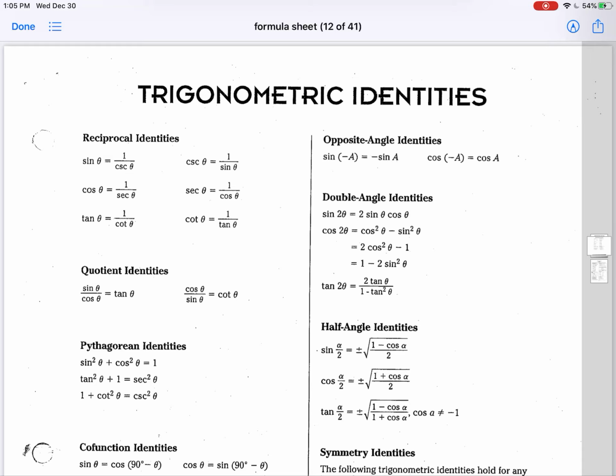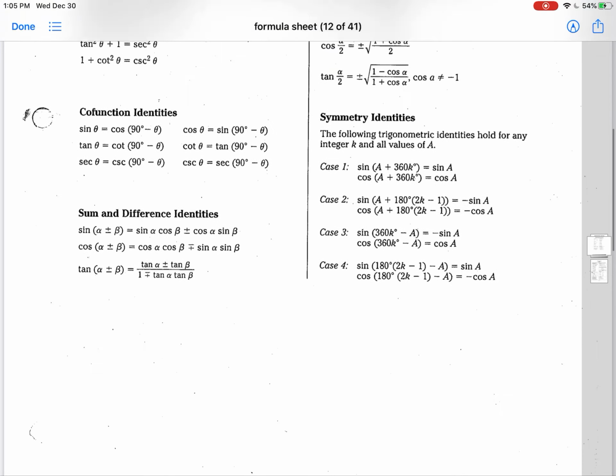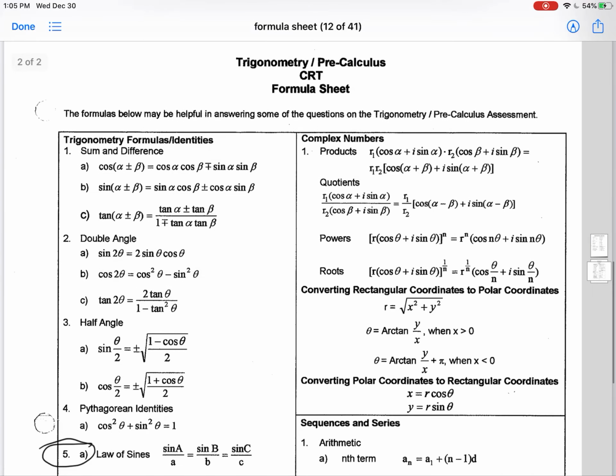It's called Trigonometric Identities, that's page 1. Page 2 is a formula sheet. We will refer to this as the golden ticket all semester. This will be something you guys will be allowed to have on every test, maybe every quiz. I can't guarantee that. And then also your final.